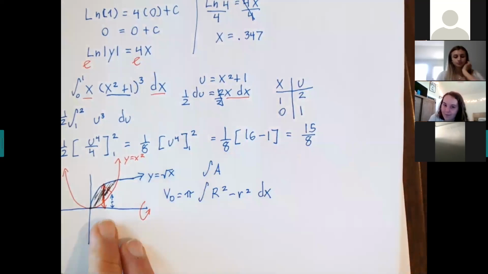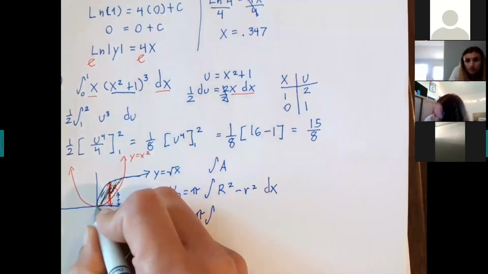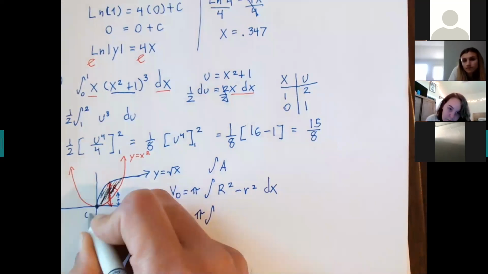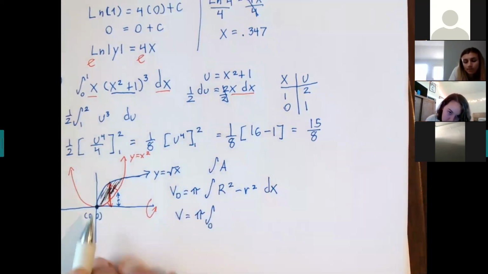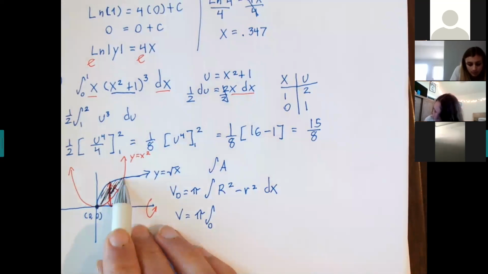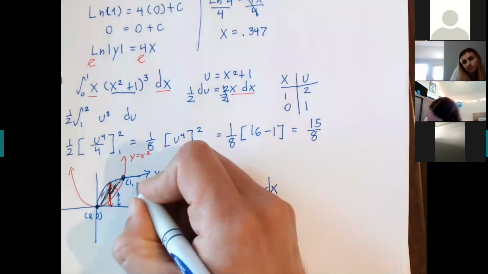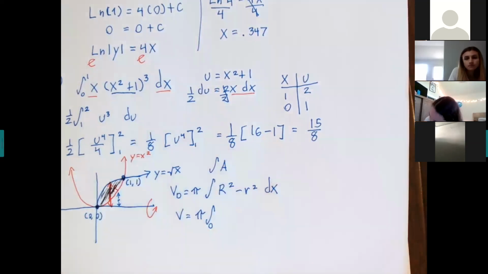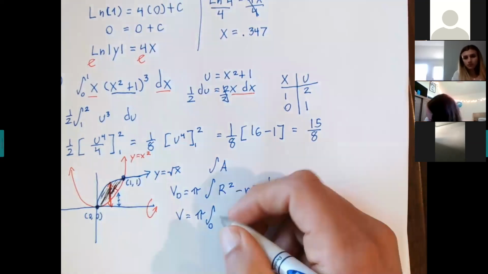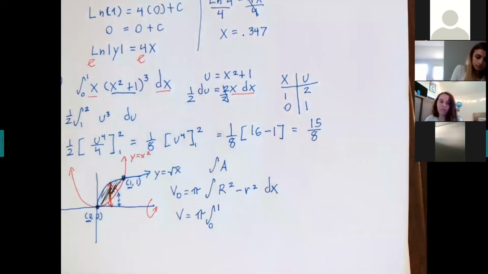So now the volume is going to be equal to pi times the integral. We have to know what this point is, which we know is 0, 0. So we're going to go from 0, and we want to know when to stop, because we have a bunch of infinitely thin disks going all the way to here. So we want the point of intersection, which I'm pretty sure is 1, 1. If you didn't know that, you can set x squared equal to the square root of x and solve. So that's 1. We're using the x coordinates, not the y coordinates.